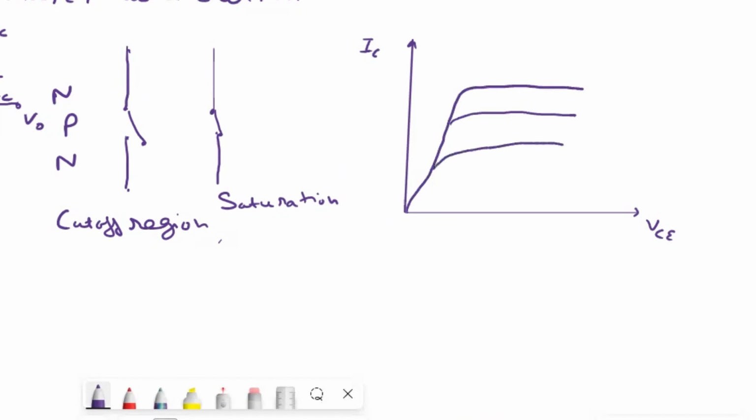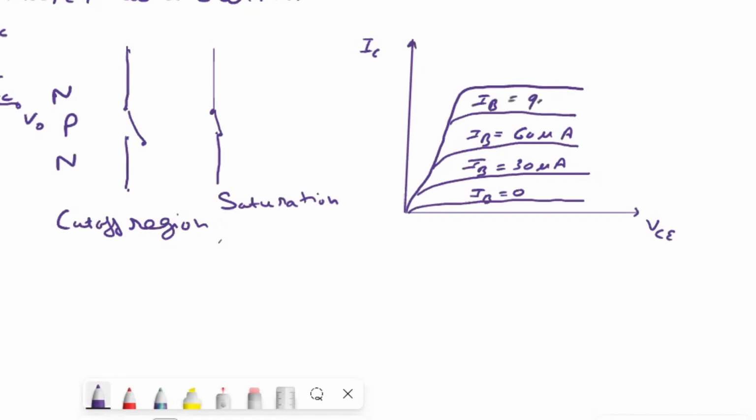So now let's see its output characteristic, which is drawn between output voltage and output current for a given value of input current. Here the output voltage is the collector to emitter voltage and the output current is the collector current IC, for a given value of input current, which is IB, and for different values of IB: when IB is 0, and when IB is 30 microampere, or 60 microampere, or 90 microampere, or 120 microampere.